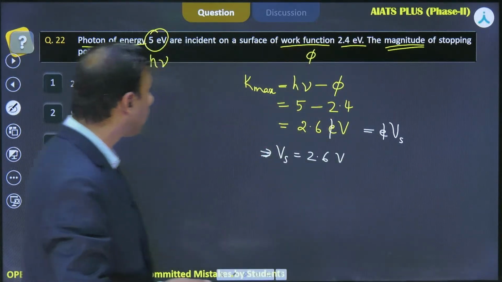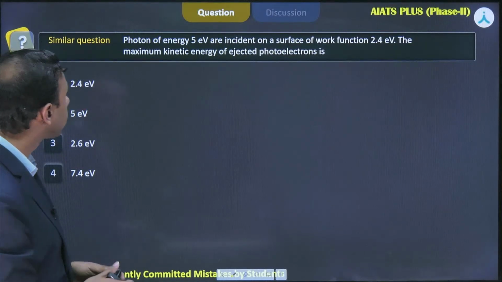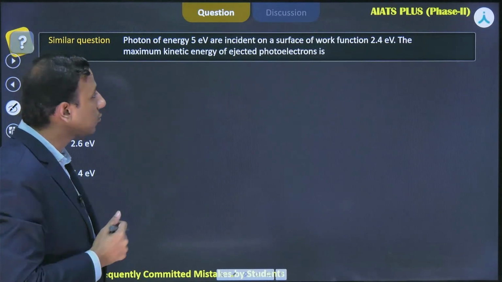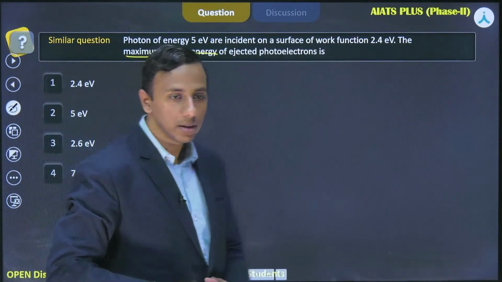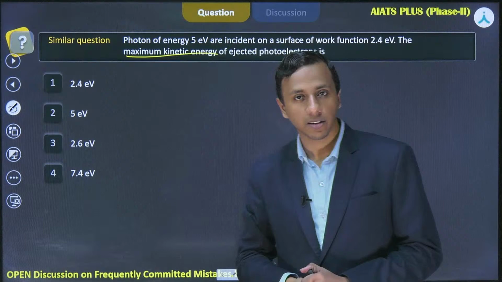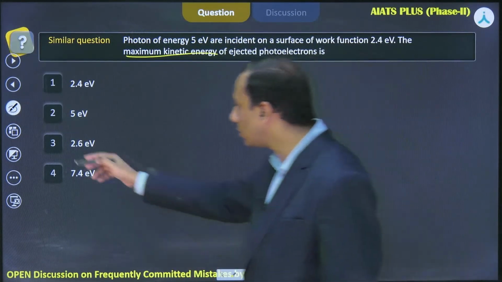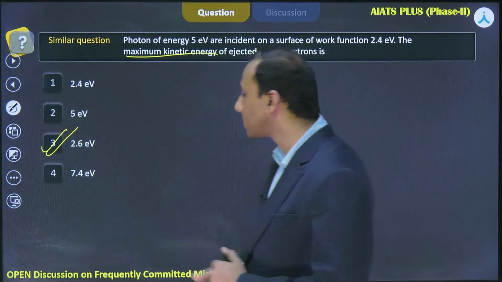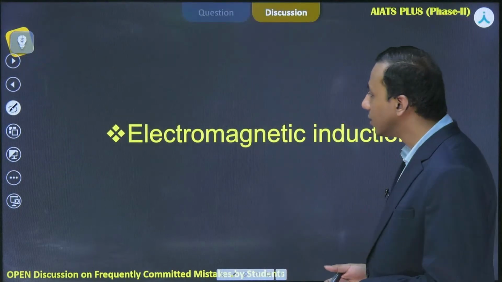Okay. All right. So let's do this question as well. Pretty much the same question, right, as the last one, but they're asking something else. Here they're asking maximum kinetic energy. The maximum kinetic energy of ejected photoelectrons, right? And this we have already done just now, isn't it? How much it was? 2.6 electron volt. Okay. All right.